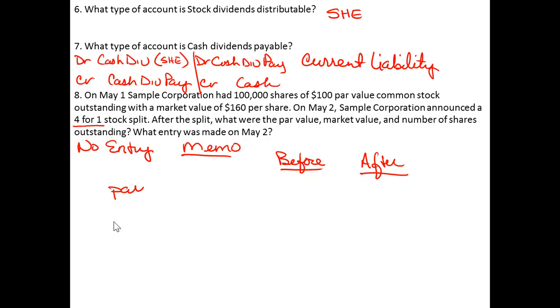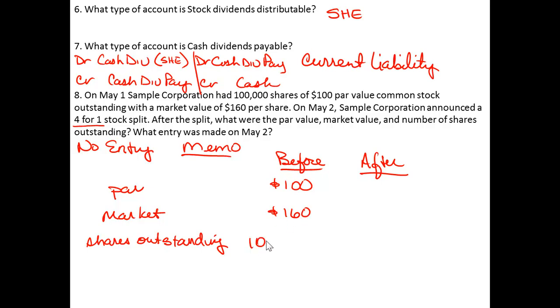So we're going to look at the difference, or how it is impacted by the par value, the market value, and the number of shares outstanding. And you'll recall that shares that are held in the Treasury are not impacted by a stock split. So only the outstanding shares are split. So in this particular case, it says that the par value is $100 before, that the market value was $160 before, and the number of shares held by external parties is 100,000 shares.